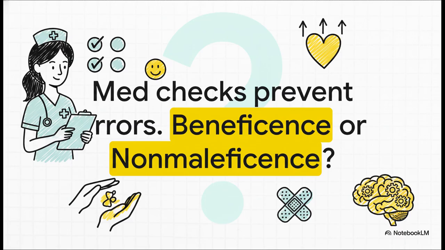All right, pop quiz time. This is a classic NCLEX trap. A nurse carefully does 3 medication checks before giving a med to prevent an error. Is that A, beneficence, doing good, or is it B, non-maleficence, doing no harm? Take a second. What do you think?